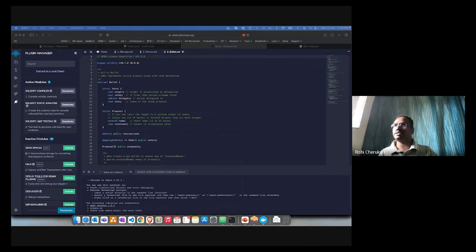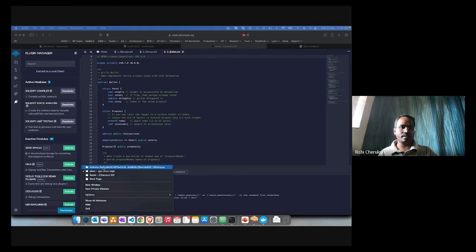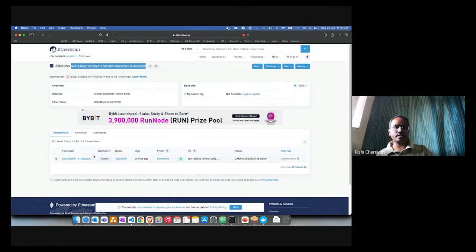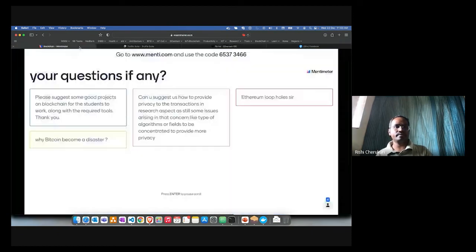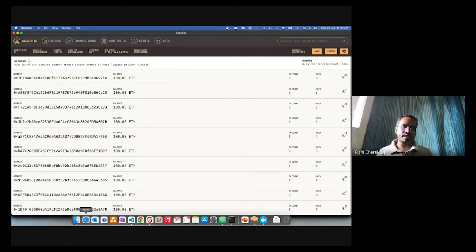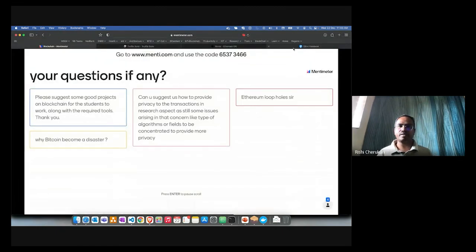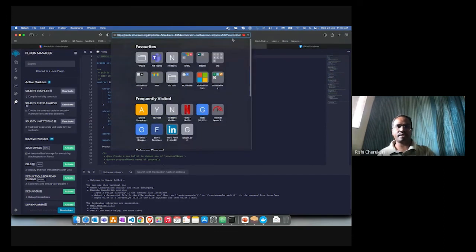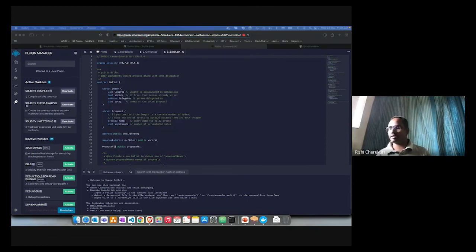What other questions? Any other questions, team? Okay. We're at 11:03. I did my best in terms of providing you the knowledge required in terms of tools and contexts that you can deploy. You can definitely play around with all of these aspects. Just go to Remix and you can write your first smart contract.